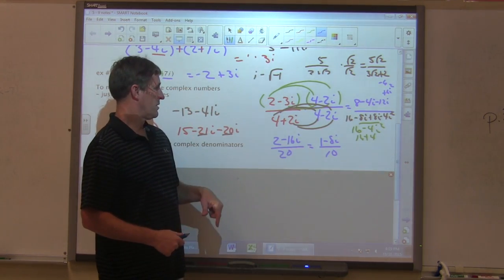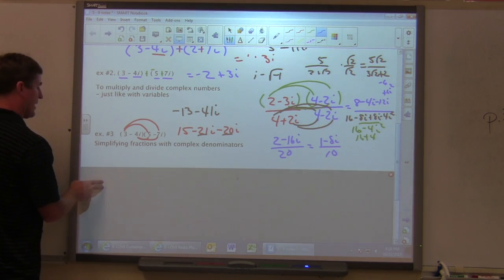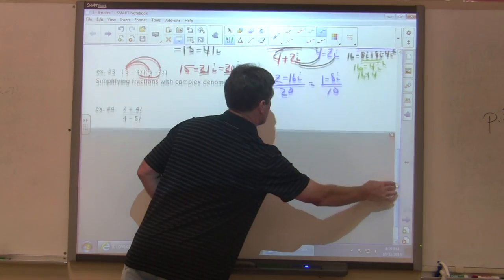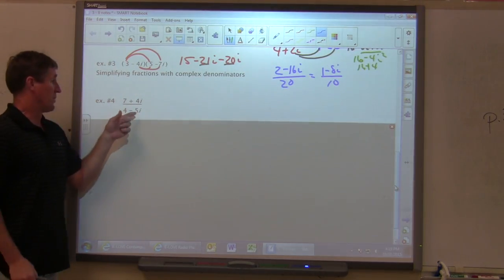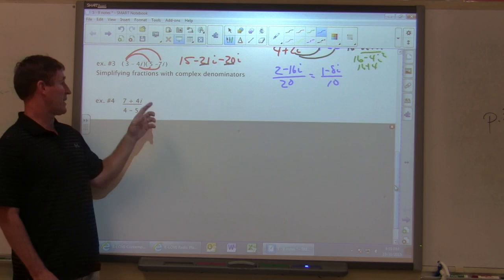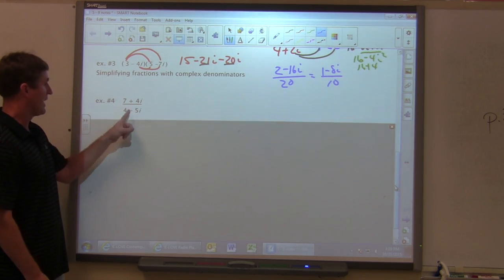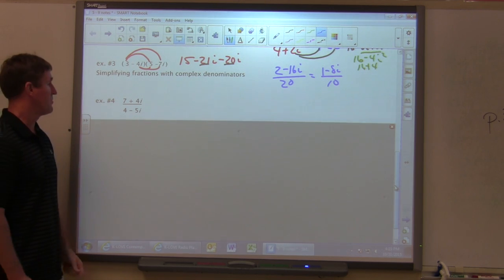So, I'd like you to try this one. So do this. It's example number 4 for those in my class. Again, we have the half sheet. You might have to do it on the back, but example number 4, I'd like you to try this. A fairly complicated one, so go ahead on that.